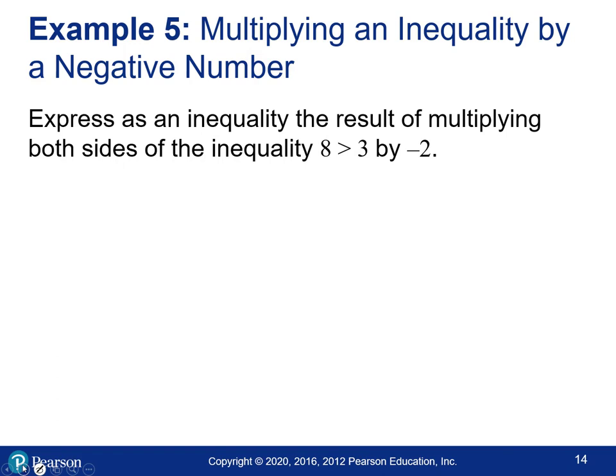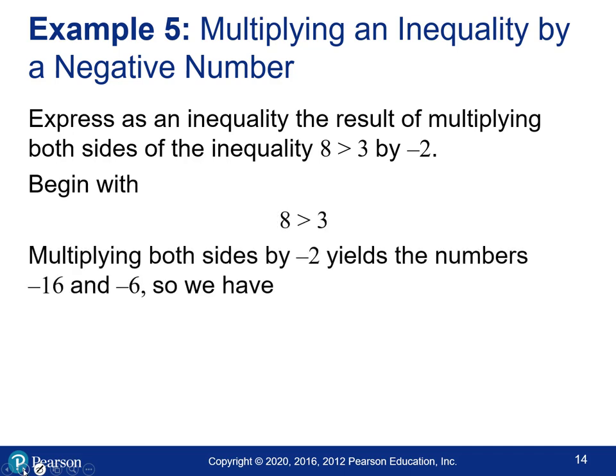How about this one? This time we're going to multiply both sides by a negative number and watch what happens. So 8 is greater than 3, which is true. But if we multiply both sides by negative 2, look what happened. The left side became negative 16, the right side became negative 6, and look what we had to do. We had to flip the inequality symbol, because multiplying by a negative, the larger number, which was 8, now is smaller because it's more negative. So this is now the smaller side of my inequality, so I had to flip the symbol.